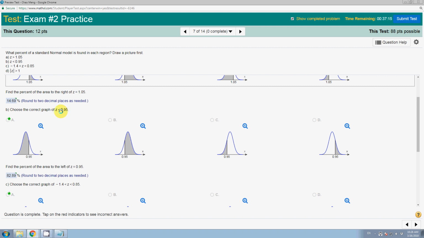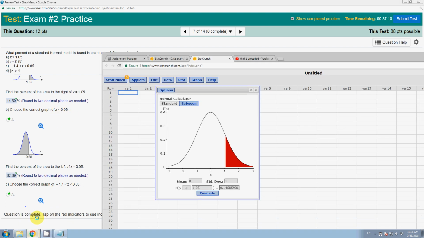So z is less than 0.95. Let's still use the StatCrunch. Let's choose this less than 0.95 and click compute. And we have the probability. We need to convert this decimal to a percentage format. And it shows us the correct graph. Okay, it's going to be A. So that's part B.